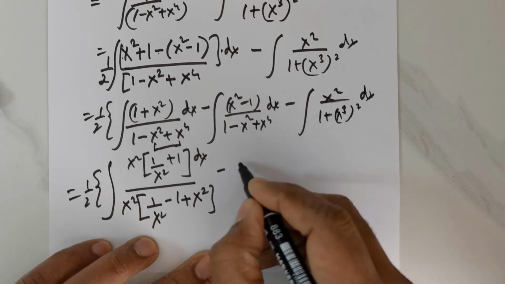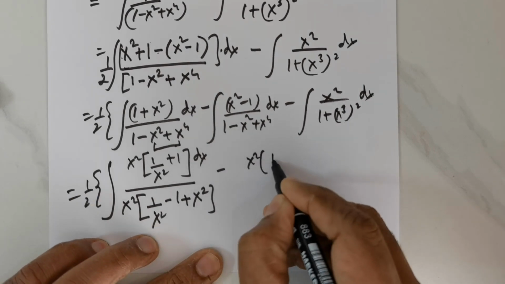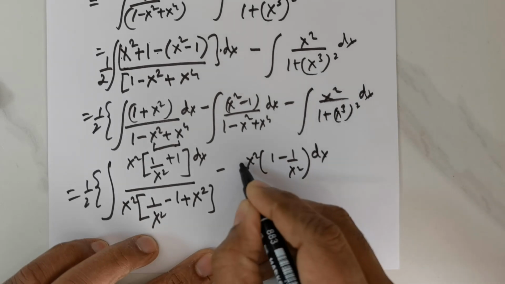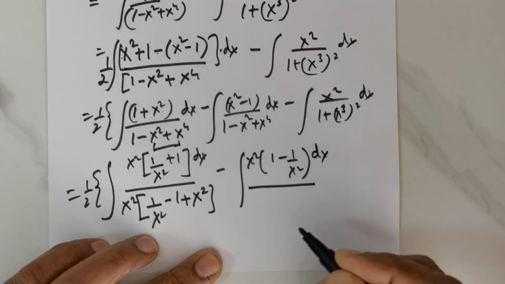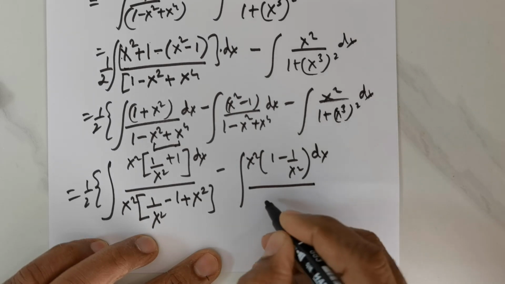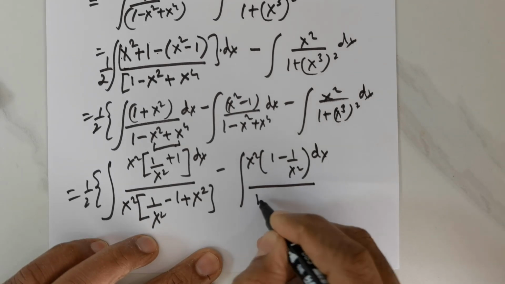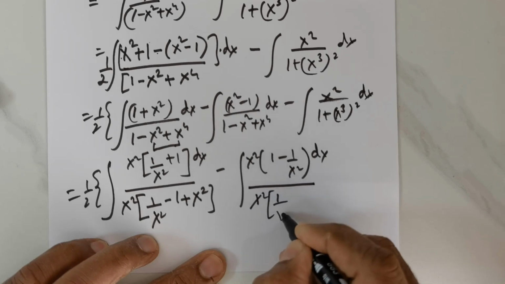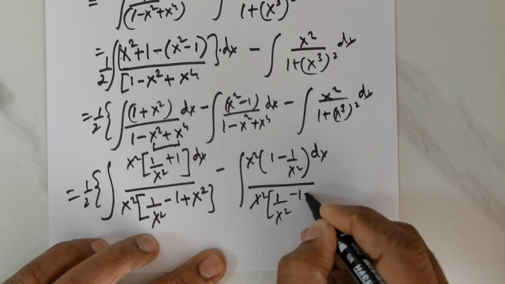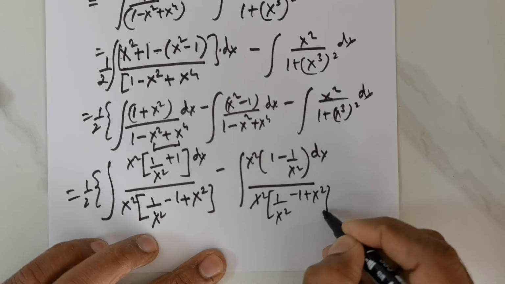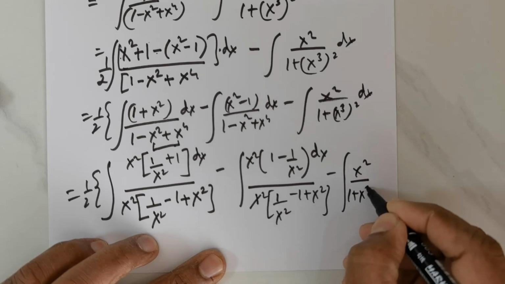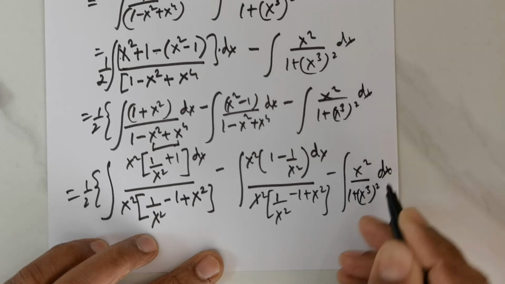Now in this case, let me take the x squared out. I get the integral of (1 − 1/x²) dx divided by x squared out, so that would give me (1/x² − 1 + x), minus the integral of x squared over (1 + x³) raised to the power of 2 times dx. So this is what I've got.